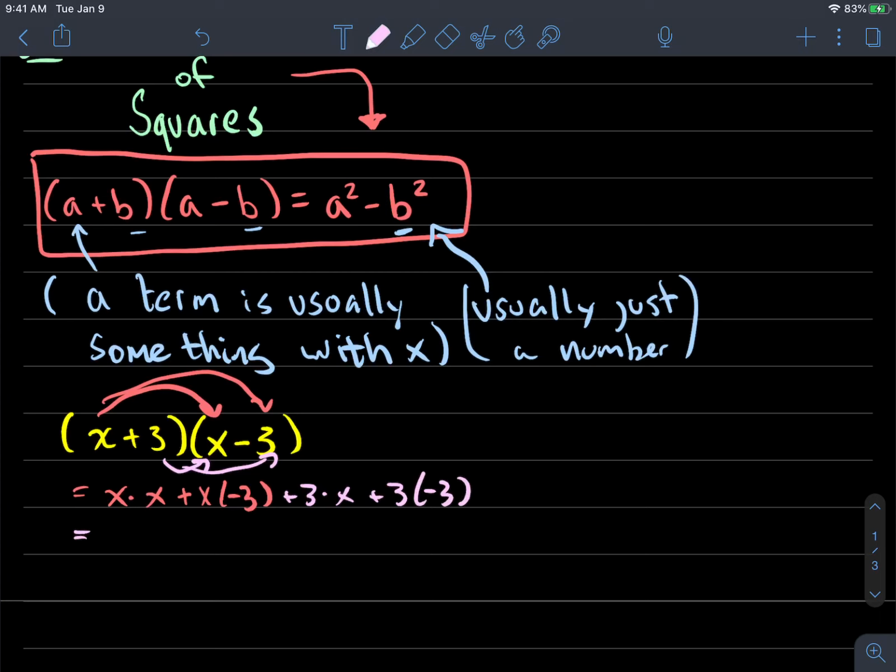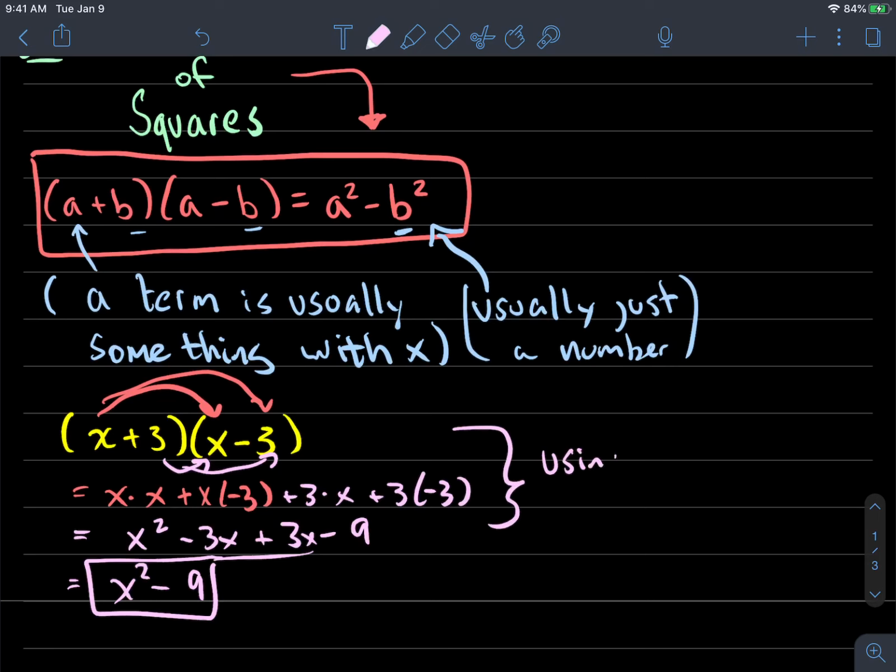And then when you combine like terms, you're going to get x squared minus 3x plus 3x minus 9. Oops, I forgot the x here. When you combine these terms, they're going to go away. Negative 3x plus 3x is 0. So you're going to get x squared minus 9. This is what happens if you use FOIL.